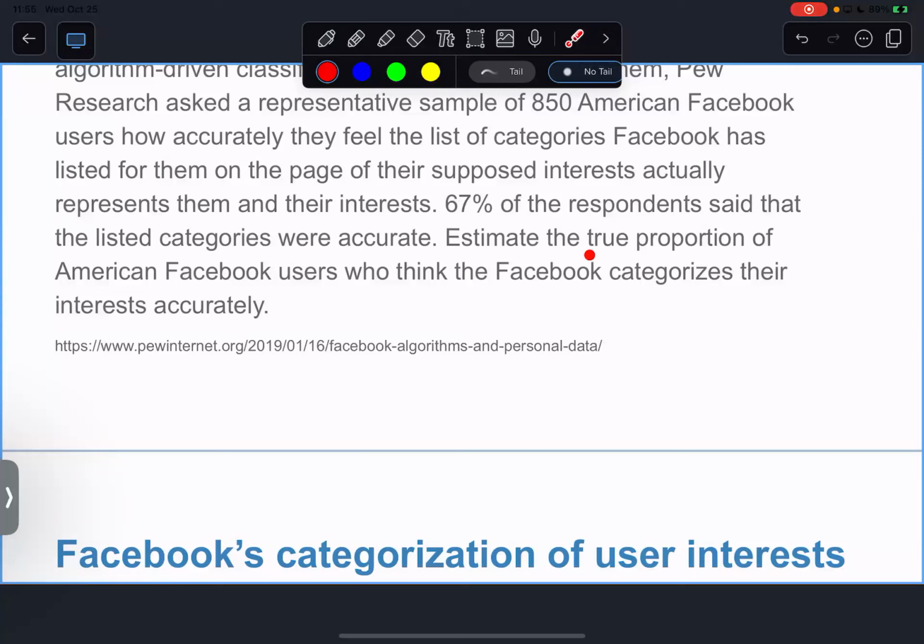We want to estimate the true proportion of American Facebook users who think Facebook categorizes their interests accurately. The first thing we point out is that "of the respondents" tells me right away that this is a sample proportion, and that sample proportion is 0.67.